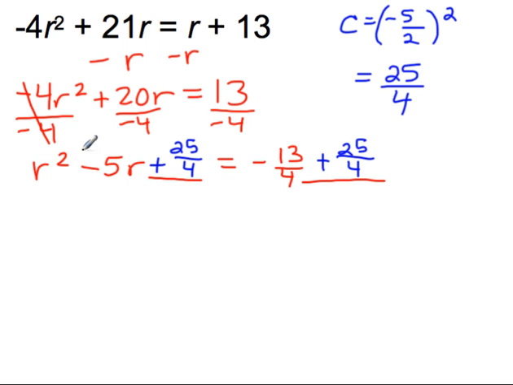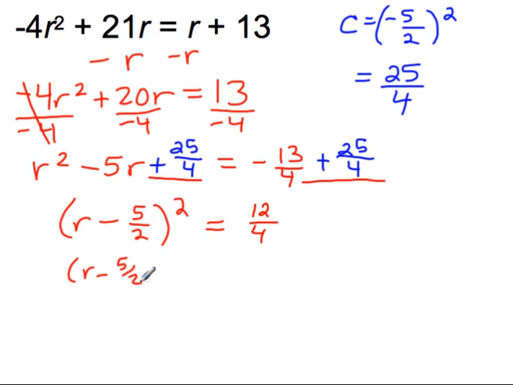Now when I go to this side and I write it as a binomial squared, it's going to be r, and then think back to what we had in the parentheses up here, minus 5 halves. r minus 5 halves squared equals, and that's going to be 12 fourths. We also know that as 3. So if you want to, you could rewrite this as r minus 5 halves squared equals 3.